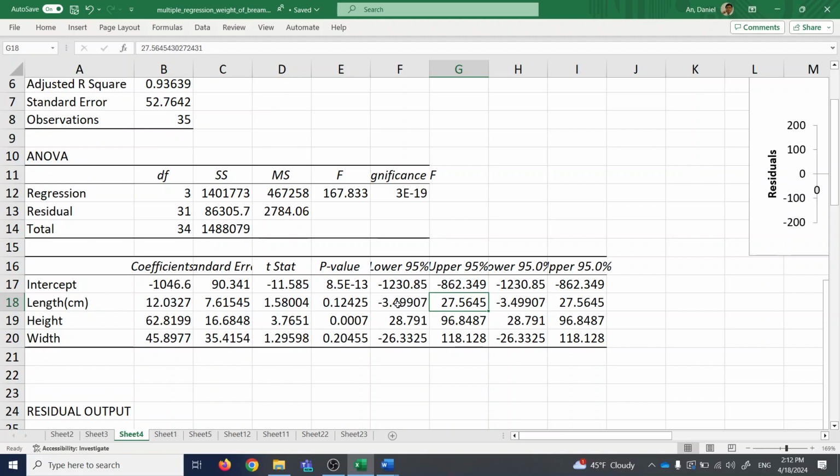That confidence interval is rather large. Yeah, but that's what it says. Usually it's not such a good thing to have such a big difference between the upper and lower bounds of the confidence interval. And the reason for that is partially because the length, height, and width are so correlated, and that's something that's not good for doing the multiple linear regression. I'll explain that again next time as well.